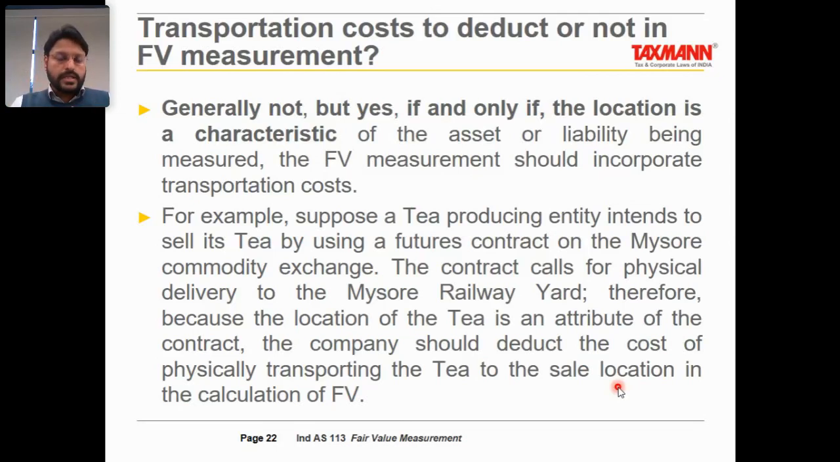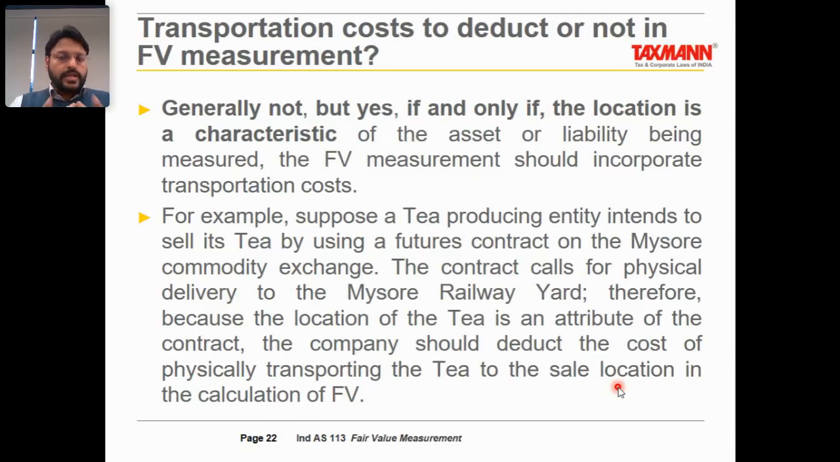So let's understand with an example. Suppose a tea producing entity intends to sell tea by using a futures contract on Mysore Commodity Exchange. The contract calls for physical delivery to the Mysore railway yard. So that is there in the contract itself, the futures contract. Therefore, because the location of the tea is an attribute of the contract, the company should deduct the cost of physically transporting the tea to the sale location in the calculation of fair value.